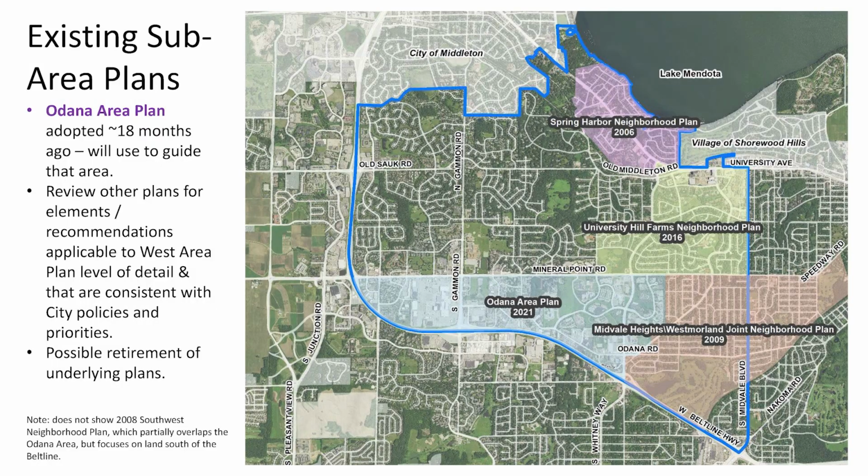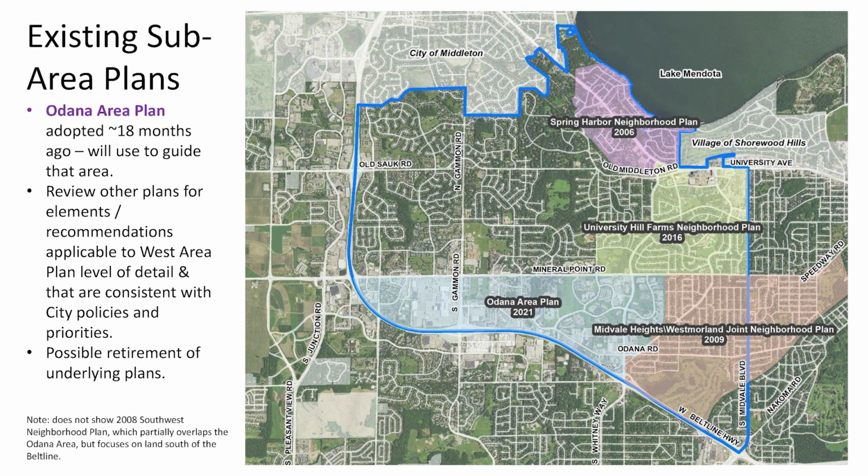So I wanted to touch on existing underlying area plans that are in this west area boundary. There are 5 main ones. The most recently adopted one is the O'Dam Area Plan, which was adopted in 2021, shown in that blue shading. And then there's also Midvale Heights, Westmoreland, University Hill Farms, and Spring Harbor. So actually only showing 4 of them.